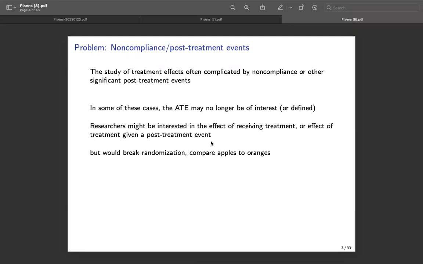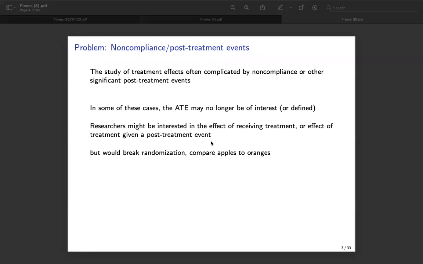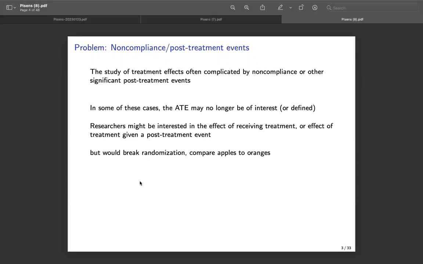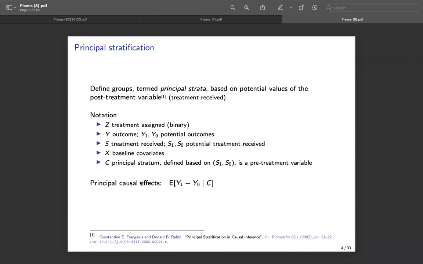So researchers intuitively might be interested in the effect, for example, of receiving treatment rather than being assigned treatment, or the effect of the treatment given a post-treatment event. But looking at any of these sorts of effects in the usual way that analysis is done would break randomization, and we would be comparing apples to oranges. So then in comes principal stratification.